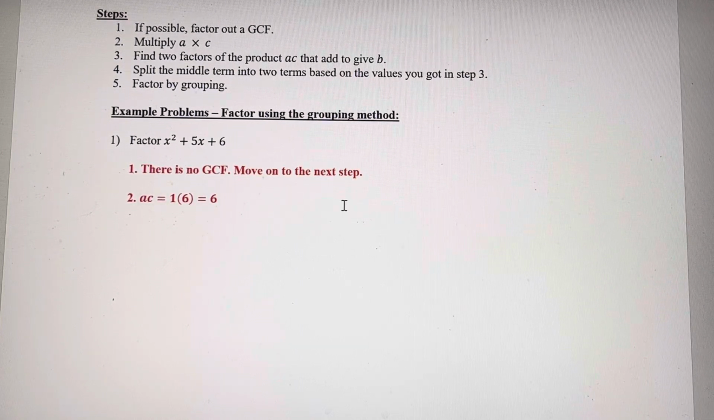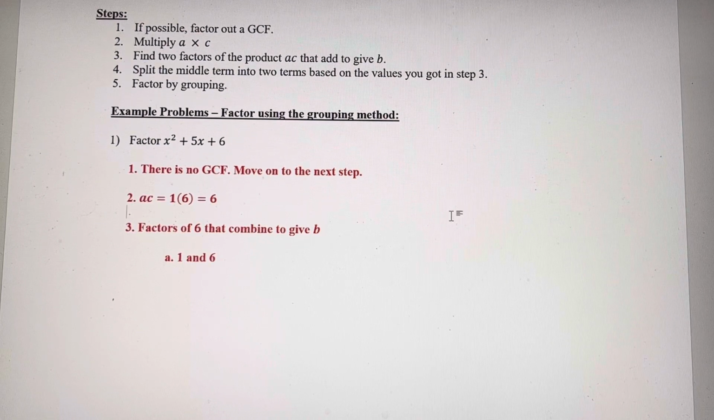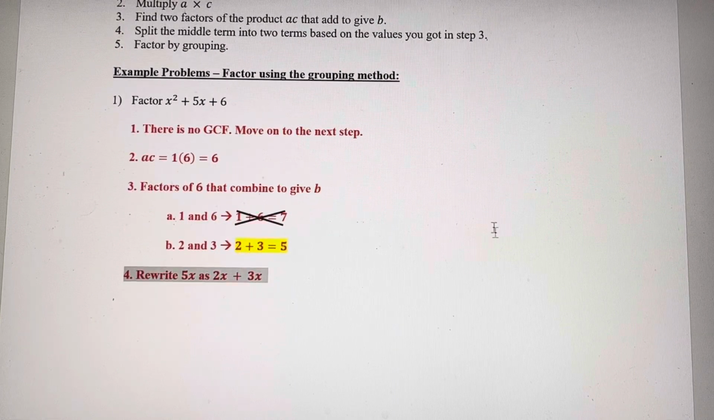So 1 times 6. 1 times 6 is 6, but when I combine those, I get 7, so that doesn't work. 3 and 2, on the other hand, combine to give me that b value, or that coefficient of x, which is 5. So what we want to do now, we're going into step 4 here. We're going to split the middle term into two terms based on these values. So we're going to break 5x into 2x, the 2 comes from here, plus 3x. So 2x plus 3x is going to give me 5x.